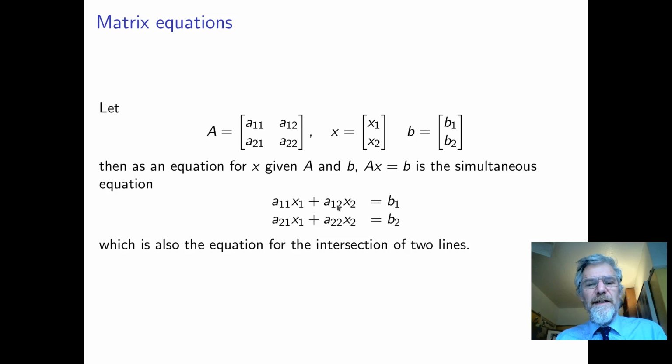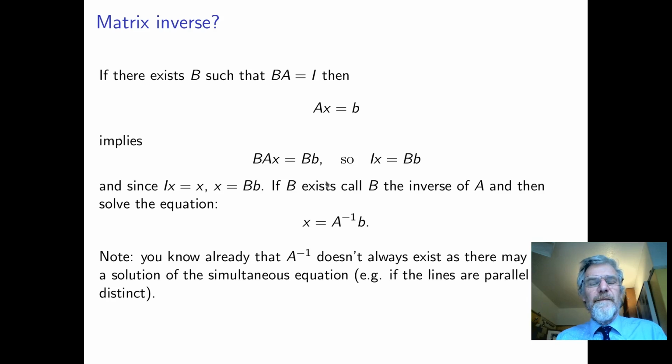Geometrically, these are two equations for lines because they're linear equations in two variables. So if these two lines meet at a point, so the two lines in different directions, not parallel to each other, they'll meet at one point, and that point will be the solution. So we want to be able to write this in matrix form and see if that helps to solve it. Well, to do that, we need the inverse of a matrix.